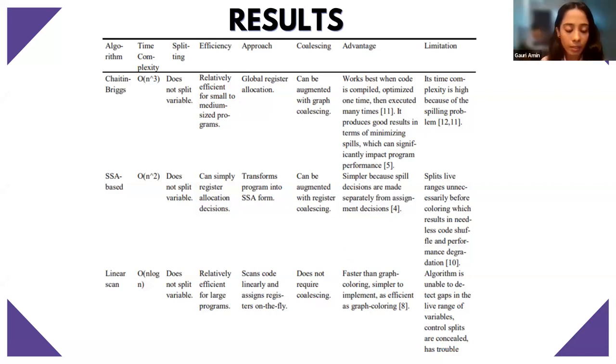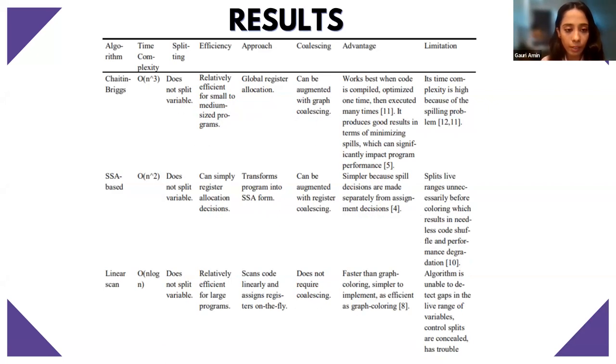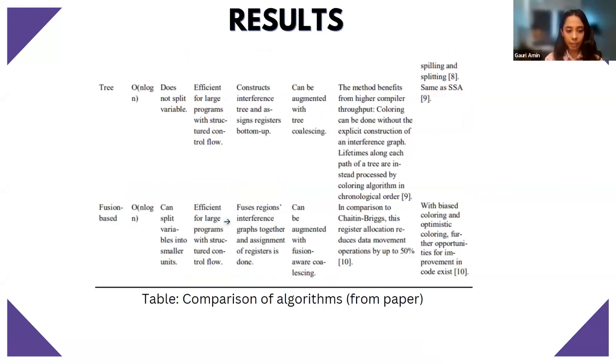When we consider the time complexities, we can see that linear scan, tree, and fusion have the same one, which are obviously better than big O of n cube and big O of n square. So according to time complexities, linear scan, tree, and fusion would be better.